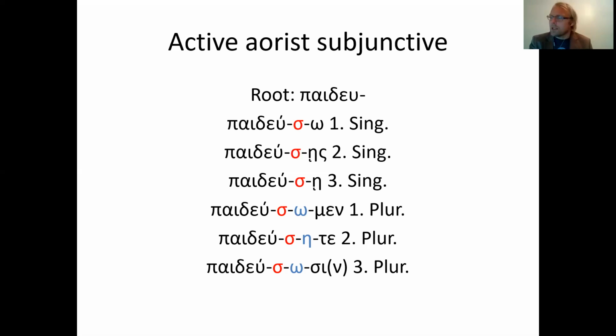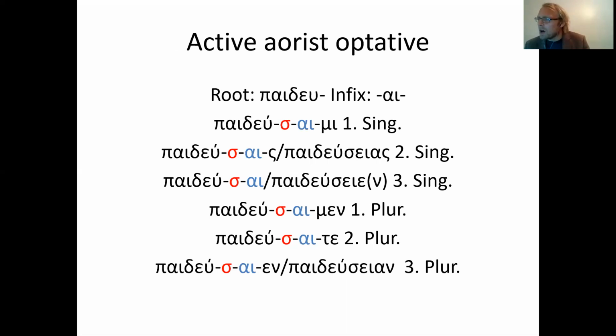Fine. Next we have the active aorist optative. These in turn are formed by placing a specific aorist optative infix between the stem and the ending. And this optative infix is i, which you can find in most forms of the Sigmatic Aorist optative.